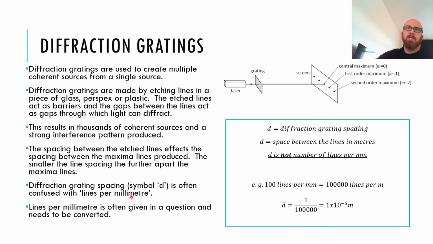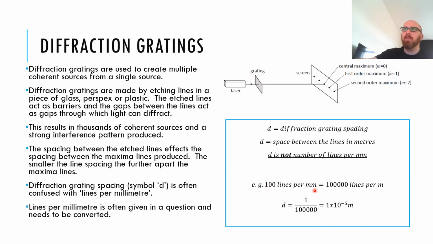So diffraction grating spacing, symbol d, is often confused with lines per millimetre. This is on purpose. Questions try and confuse you so that it gives you a little bit more calculation to do. It's not lines per millimetre that we want, it's the actual spacing between the lines in metres. So we have to convert between the two. And at the side here I've tried to explain that to you. So the diffraction grating spacing, I should say spacing, I'll fix that in another slide, is the space between the lines in metres.